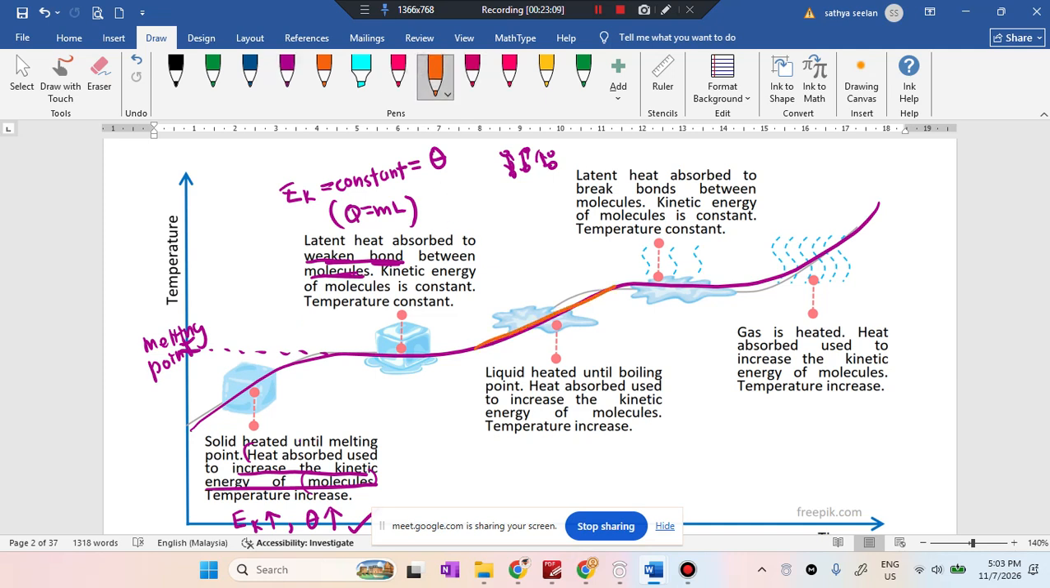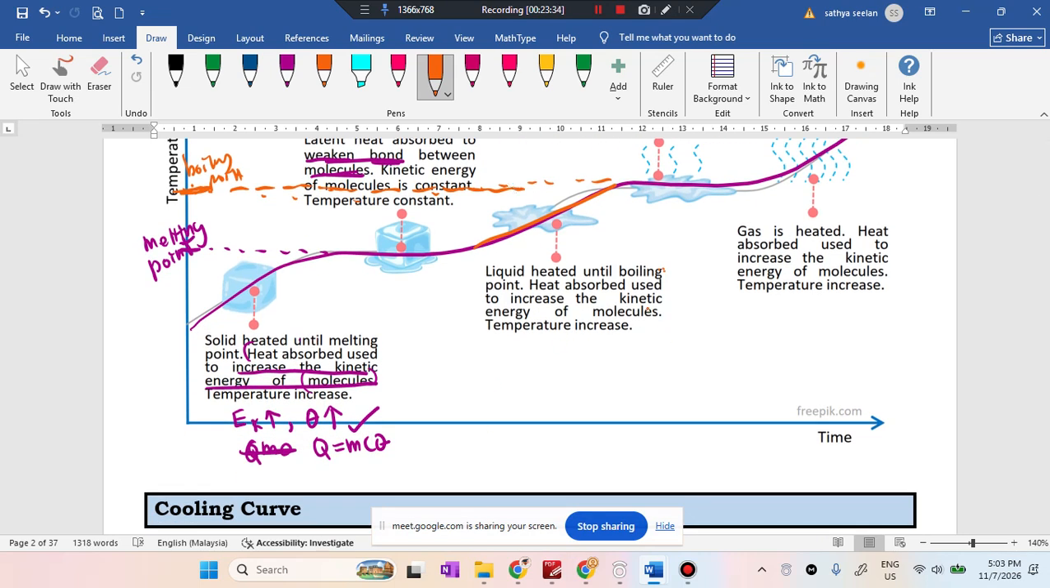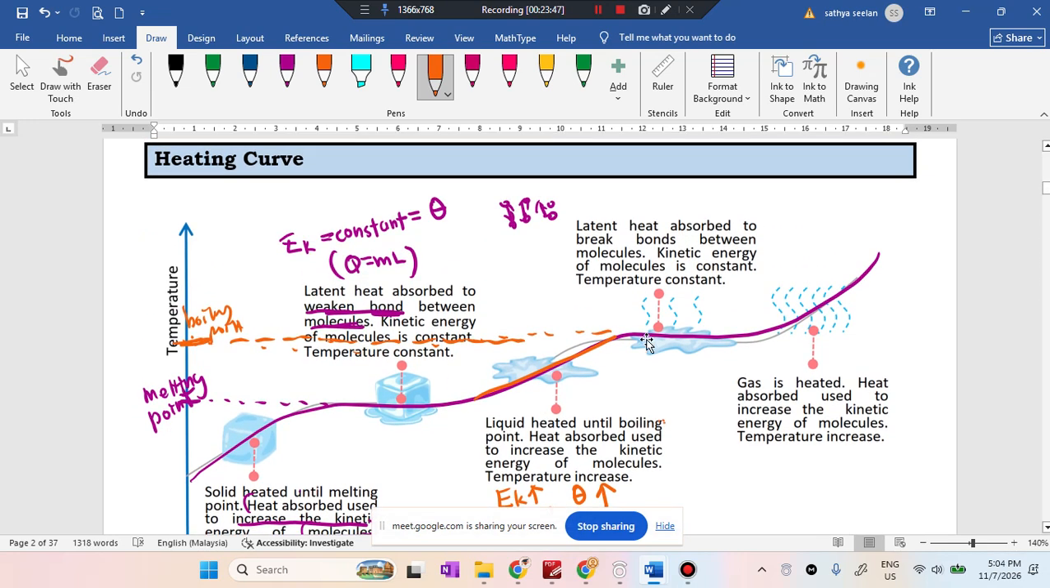Okay, next. Suhu naik. Nampak ni temperature naik. Liquid. Now it become totally liquid. Liquid is heated until boiling point. Okay, so this is your boiling point. Okay, so dekat sini, now it's no longer ice molecule, it's a water molecule, right? So your kinetic energy of the water molecule increases. So your temperature also increases until it reach the boiling point.